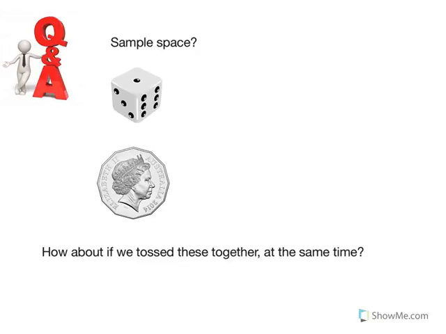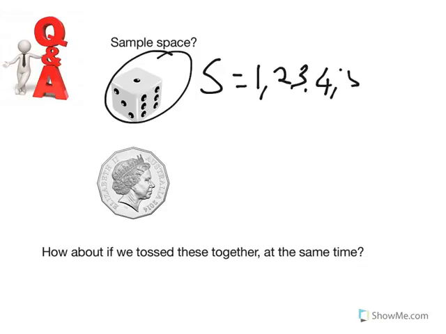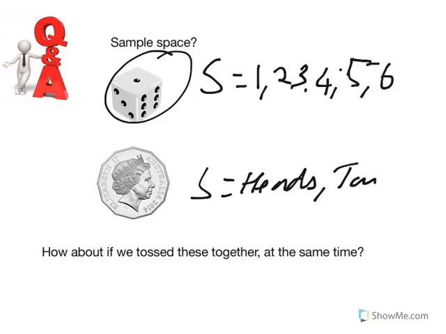Okay, sample space. What is it? What does it mean? Well, basically it means that we need to list all possible outcomes. So for example, if I was going to roll a die, which is here, I would want to list all possible outcomes. And they must be 1, 2, 3, 4, 5, and 6. If I was to toss a coin, a 50-cent coin, the sample space would have to be heads or tails. It cannot be any other outcome.